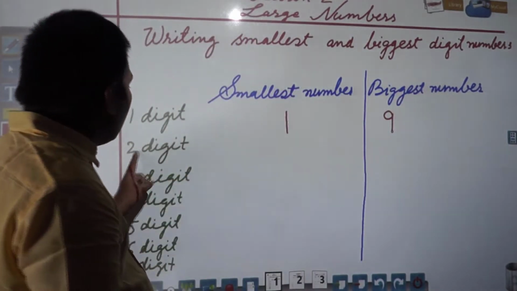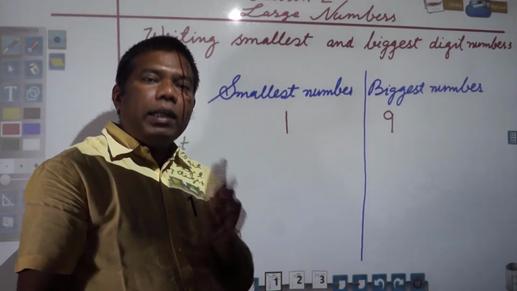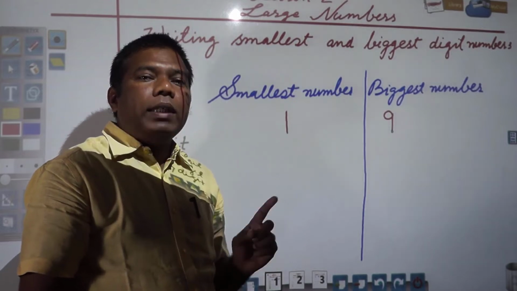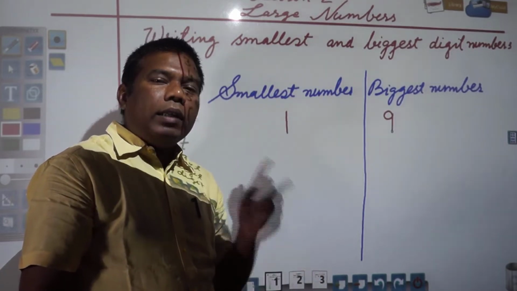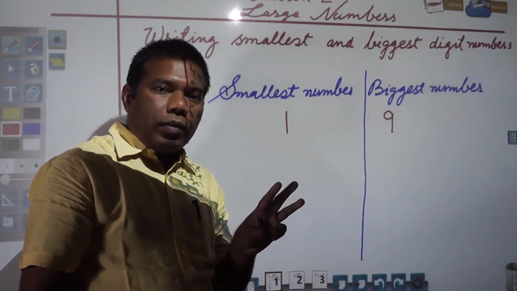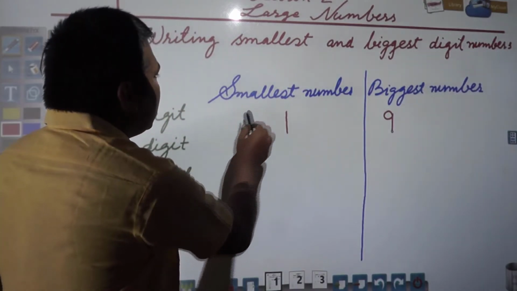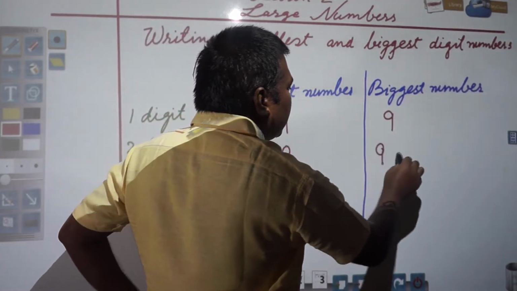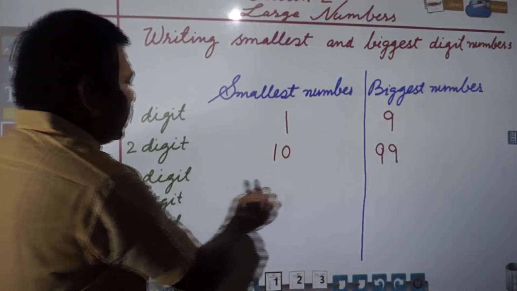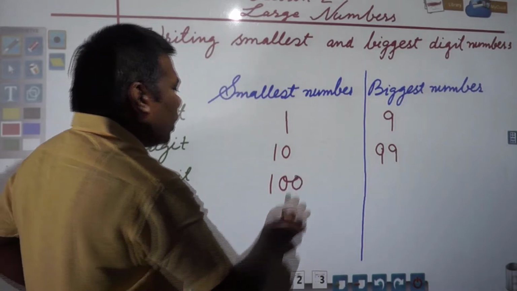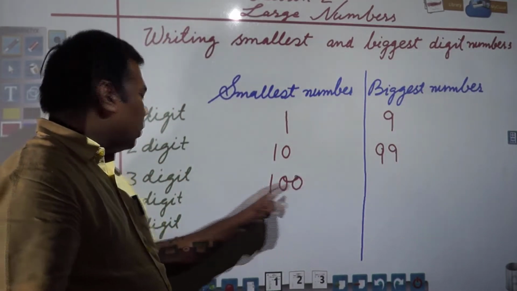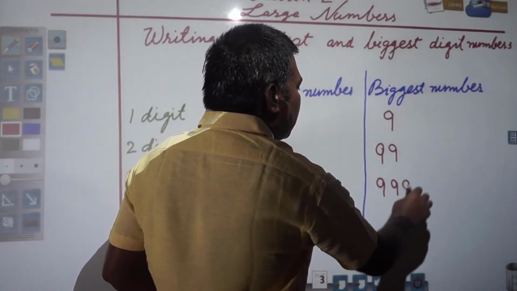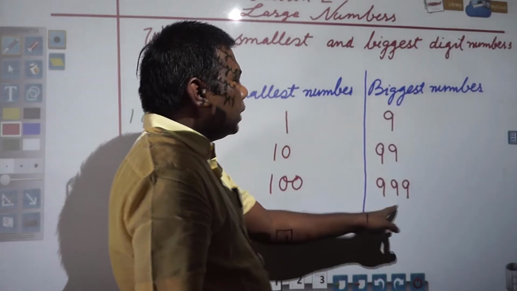If you need to write the smallest 2 digit number, as I said, 10 is the smallest one, and the biggest is what? 99. Because if you write 100, that starts 3 digits. That is the smallest one in 3 digits. So here you see the 2 digit smallest number is 10, the biggest number is 99. For 3 digits, I think you understood the pattern, what is to be written? 1 and 2 zeros, that is the smallest 3 digit number. For the biggest, you write 3 times 9. 999 is the biggest 3 digit number.